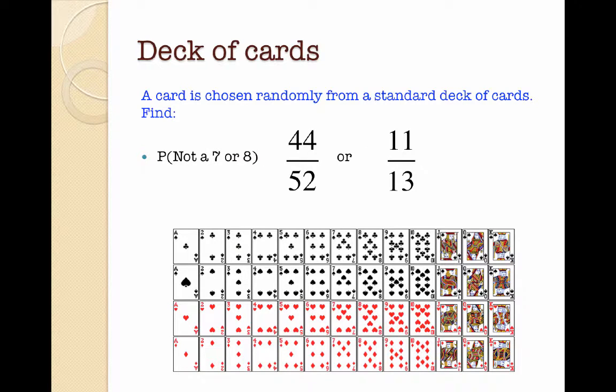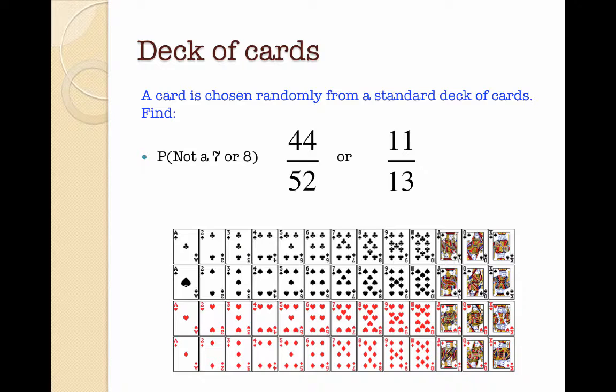So the probability of not a 7 or an 8. Well, I've already got the probabilities up there, so let's take a look at why those are the probabilities. So all the cards that are neither a 7 nor an 8. That means that I'm looking at all 44 cards that are either an ace to a 6 or a 9, 10, jack, queen, or king. This can be simplified to 11 out of 13.